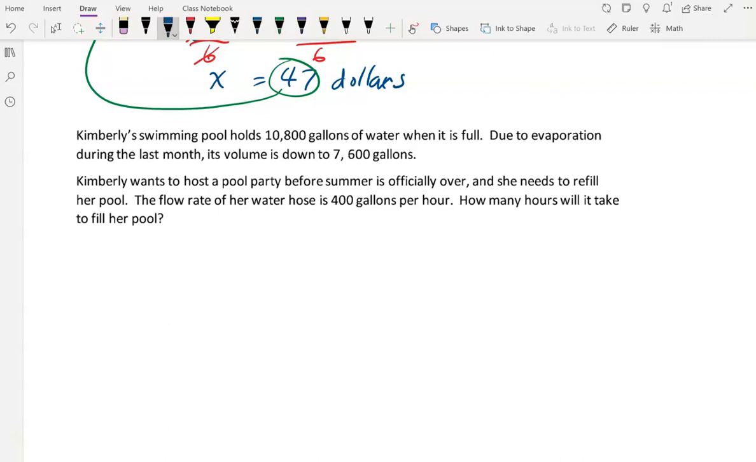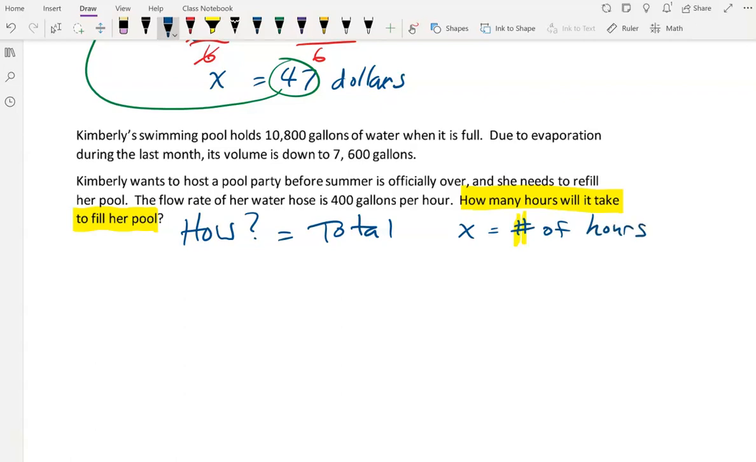All right, well, again, back to the total versus the how scenario. And don't forget, we got to establish our variable. What are we looking for? We are looking for how many hours it will take to fill her pool. So x will represent, in blue, the number of hours to fill the pool. So going back to what's our total? What are we looking for? What's the end result? What's the goal? Hopefully you've already figured out that it's the 10,800 gallons because that's how much water she wants in the pool.